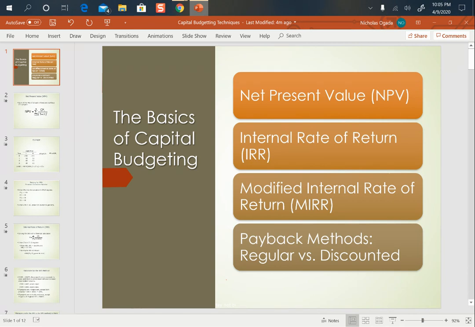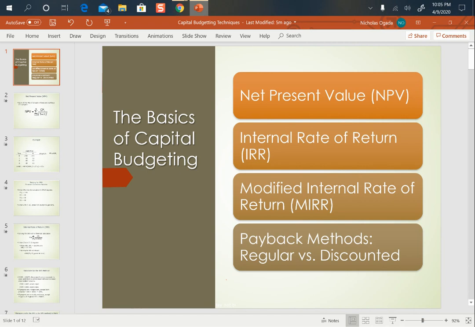Now, I'm going to present this in a four-part video series. In the first part, I'm going to look at the first method, and that is the net present value, the NPV. Then in the second part of the video, I will look at the internal rate of return, the IRR, and then the modified internal rate of return in the next video. And lastly, I look at the payback method.